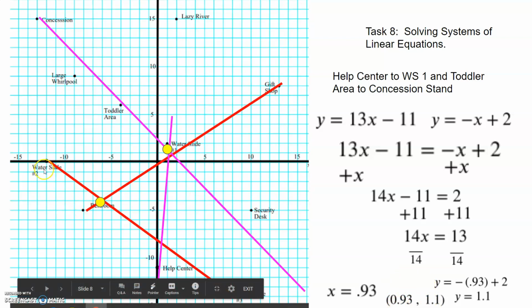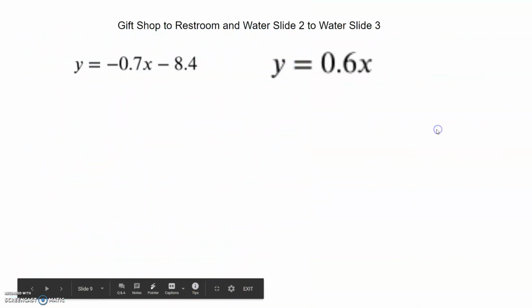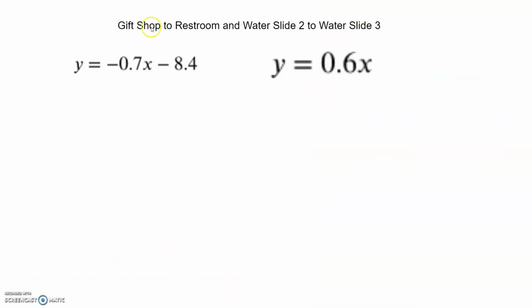Okay, so let's take a look at this red intersection, so the two red lines. My equation for the gift shop to the restroom was negative 0.7x minus 8.4, and my water slide 2 to 3 was just 0.6x. I had like a plus 0.02 or something, and I thought that's close enough to 0 for me, so the y-intercept essentially is 0, so I kept it that way. Now this is the same situation. I'm going to take this guy right here and substitute it in for y there and rewrite my new line.